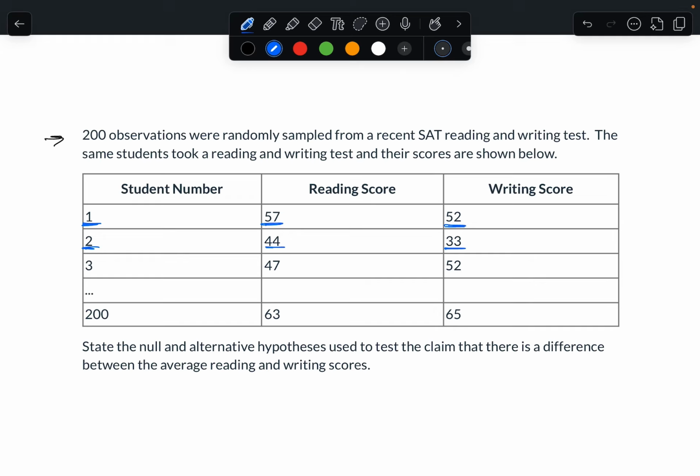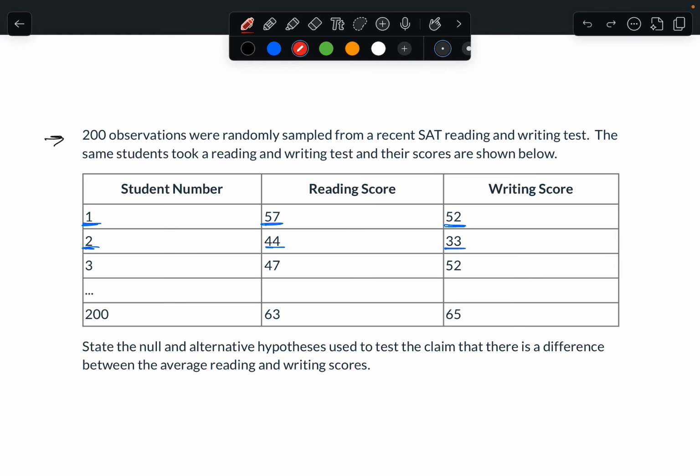State the null and alternative hypotheses used to test the claim that there is a difference between the average reading scores and the average writing scores. So before I can do anything else, the first thing that I should be doing in a problem like this, first of all, we want to make sure we do have two separate populations. In this case, we've got our reading scores and we've got our writing scores. So we've got two separate data sets that I want to talk about.